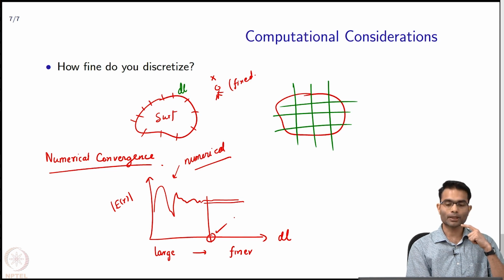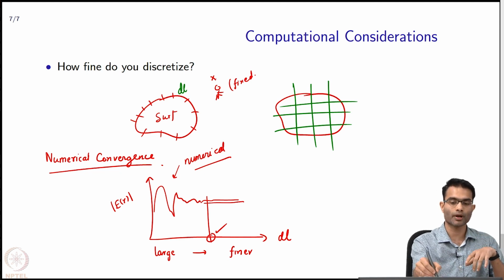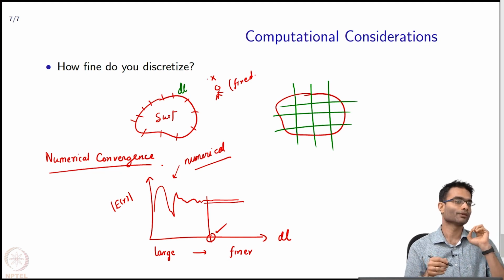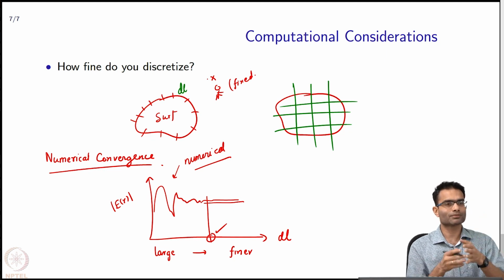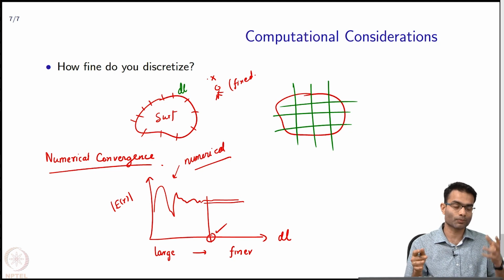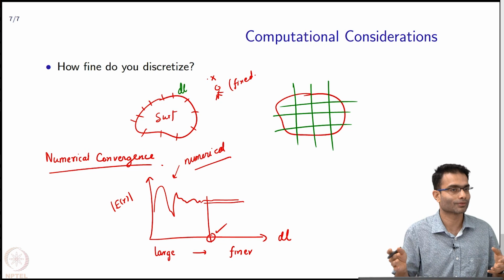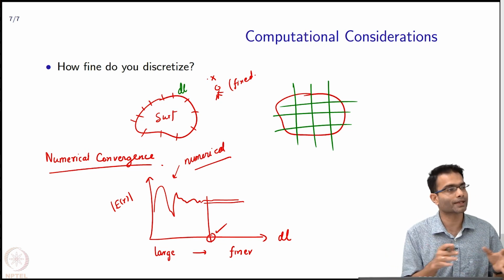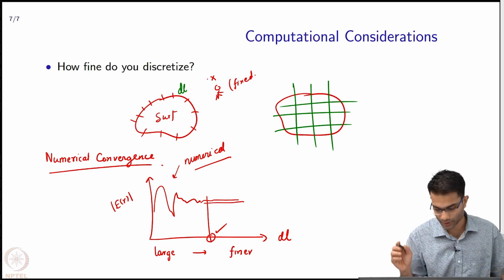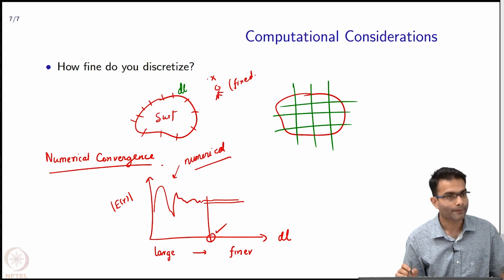Typically not just for one point, but for a few points. Why? Because it could happen that by mistake you chose a point which is actually a field node where the field value goes to 0. Then you will keep wondering whether there is something entirely wrong with your code that is giving you 0. So, pick a few points and it should converge, and then that is your value of DL.